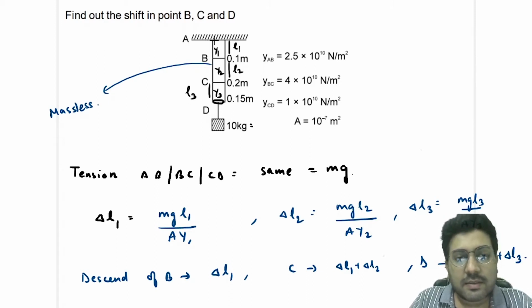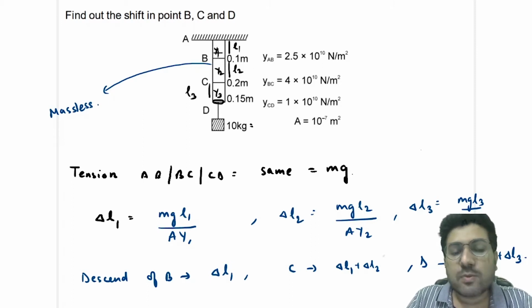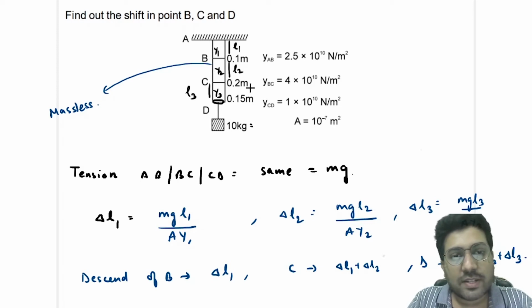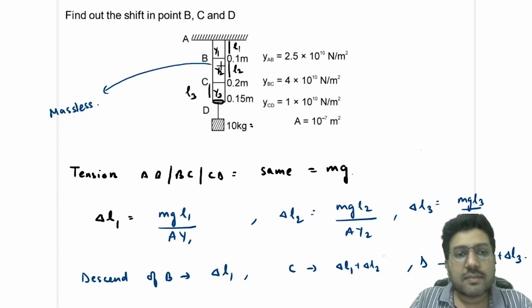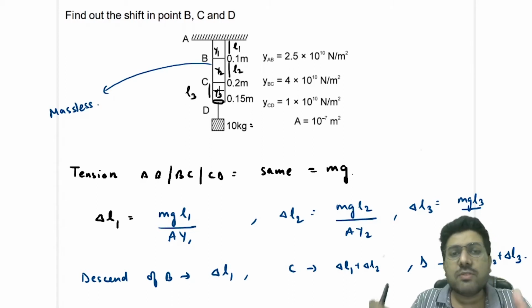Okay, this rod is made of three materials. Part AB is the first material, part BC is the second material, and part CD is the third material. So YAB I have written as Y1, YBC as Y2, and YCD as Y3. The length of the first segment is L1, L2 is of the second segment, and L3 is of the third segment. Okay, they've given you the values, but we will solve it in variables.